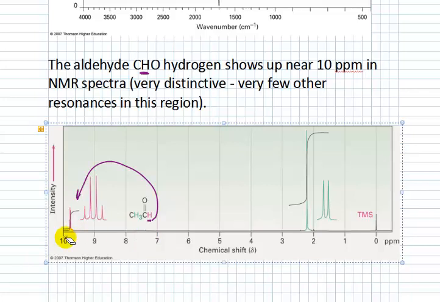Almost certainly. So this compound has a quartet as the aldehyde hydrogen, which means there's 3 hydrogens adjacent to it. Over here is a doublet, which means there's just 1 hydrogen next to it. So the methyl group is a doublet. The aldehyde hydrogen is a quartet. So a doublet and a quartet is a characteristic CH3, CH pattern.